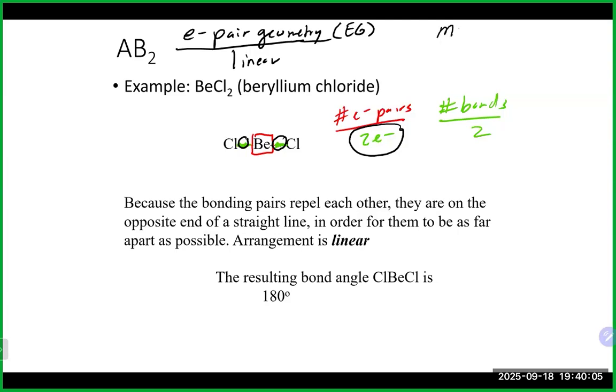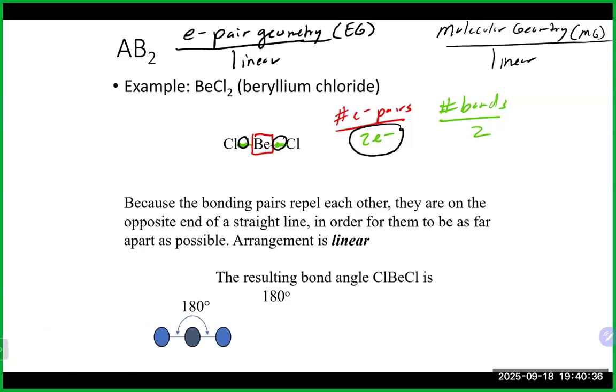Now, the molecular geometry, or the shape, which I'm going to call from now on just MG for short, is also going to be linear. Now, why is it linear? It's linear because as those electrons are moving away from each other, they're hanging on to those atoms, right? So as those electrons move, so do those atoms, and they also end up in the exact same location as those bonding electrons, linear away from each other with a bond angle of 180 degrees.